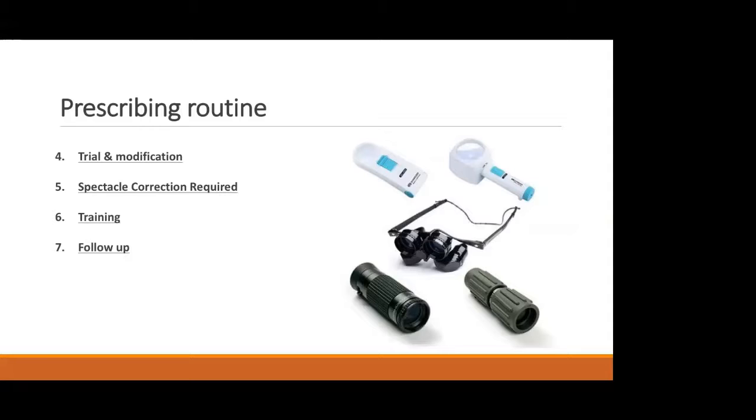And then with regards to the spectacle correction required, distance telescopes can be used alongside the distance prescription. However, the largest field of view is obtained when the exit pupil of the telescope is as close as possible to the entrance pupil of the eye. So if you are using the telescope alongside the distance Rx, it increases that distance a little bit. And for near vision, the general rule is that if you're using a handheld magnifier, you use your distance prescription with that. And then for a stand magnifier, you would use the reading prescription.